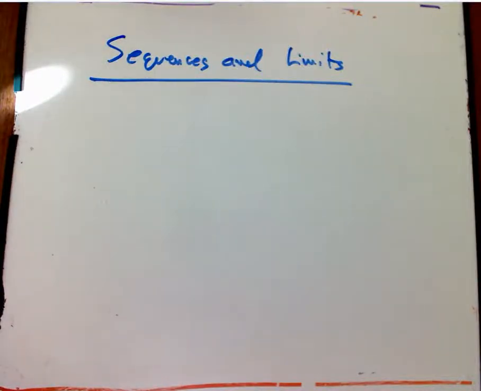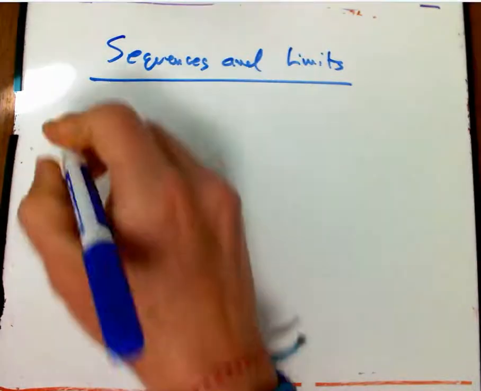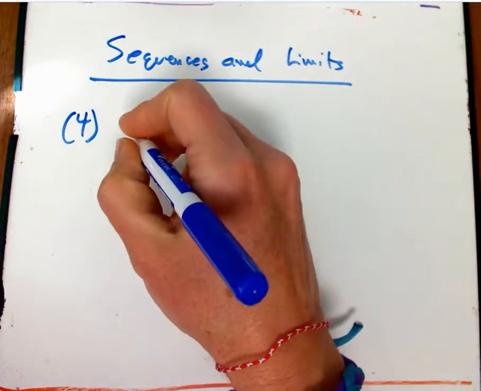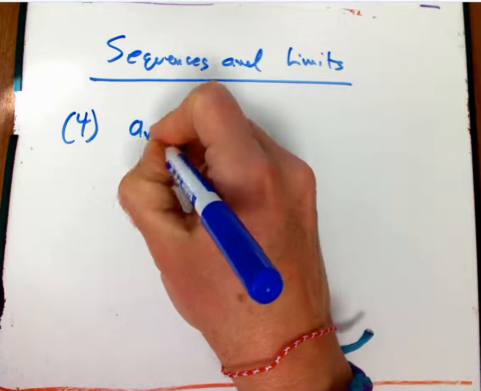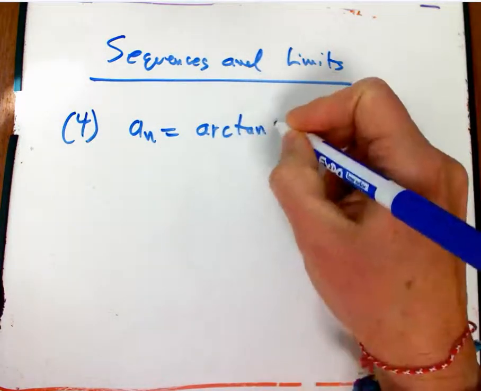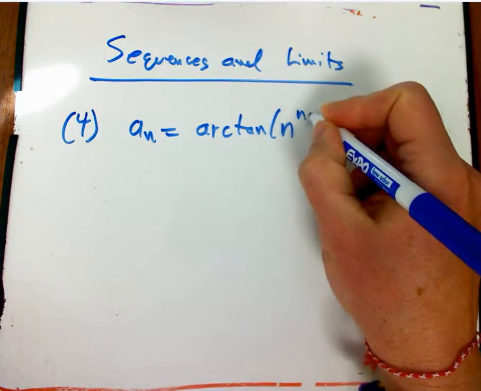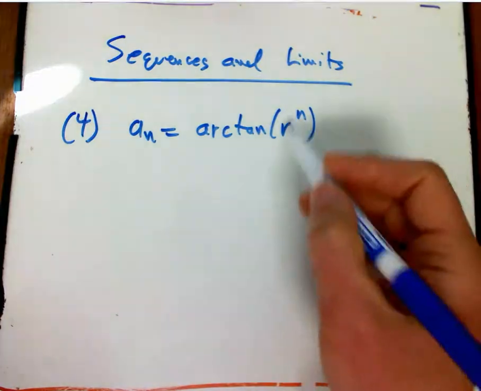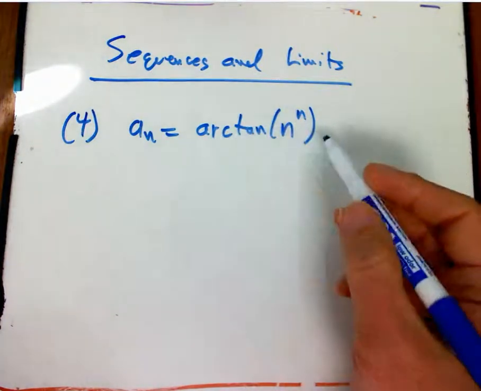I'm going to do two more examples of looking at sequences and their limits. Let's look at a sequence, say the arctangent of n to the n. So this is a common thing where we've got one function inside of another. In other words, it's a composition.